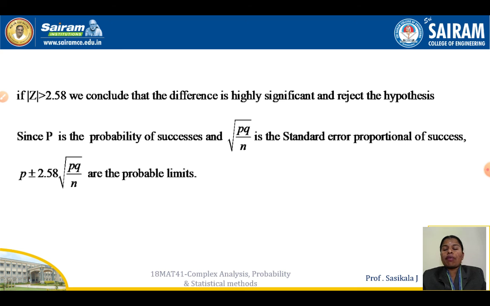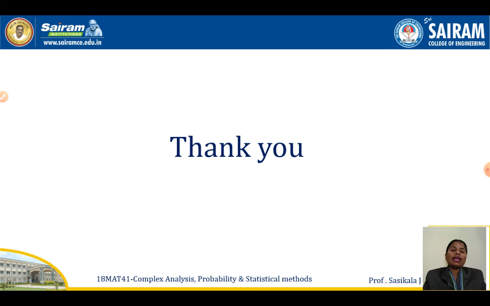So first, you compare your Z value to see whether it is less than or greater than 2.58. If it is greater than 2.58, you can reject the hypothesis, where P is the probability of success, as per the definitions we know, and the standard error is that of the proportion of success. So we get the probable limits as P plus or minus 2.58 root of PQ by N.